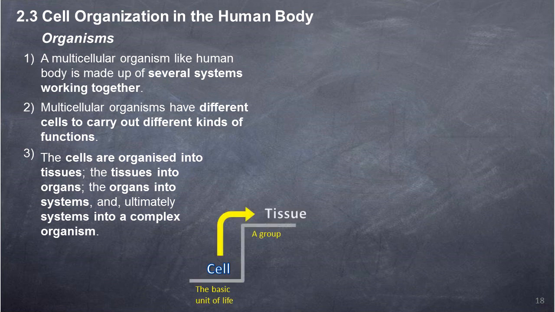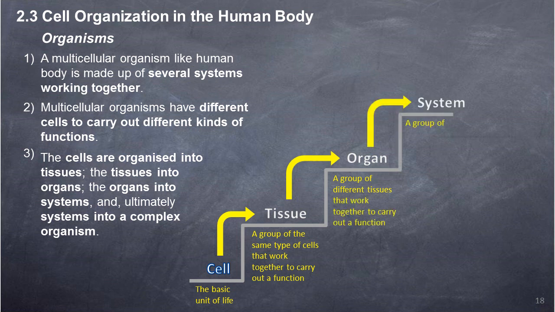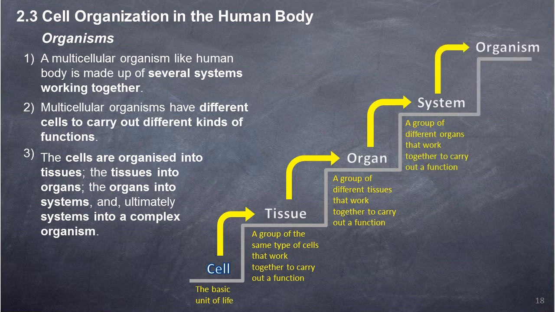Tissues: a group of the same type of cells that work together to carry out a function. Organ: a group of different tissues that work together to carry out a function. System: a group of different organs that work together to carry out a function. Organism: made up of different systems that are coordinated to carry out various functions.